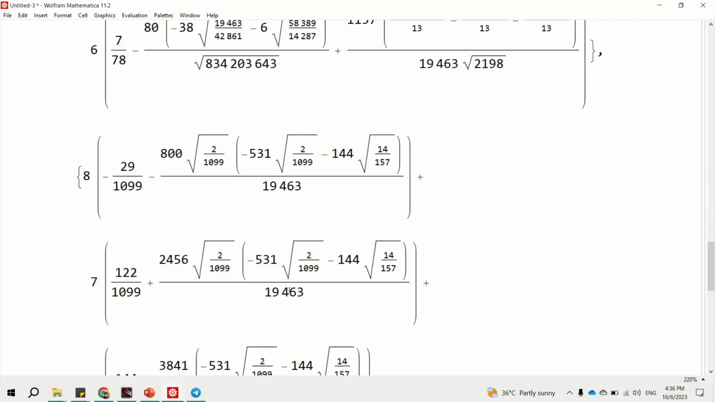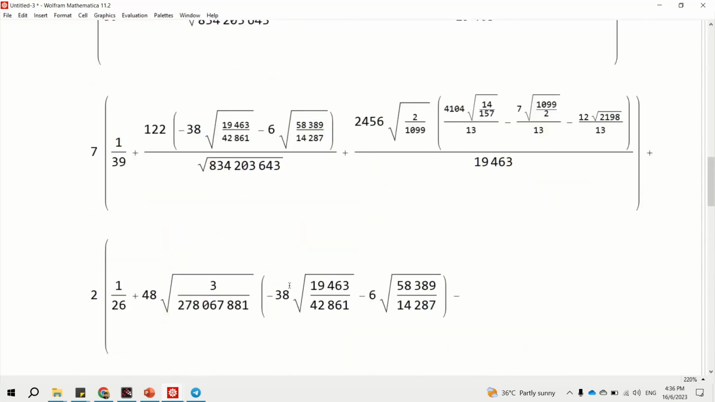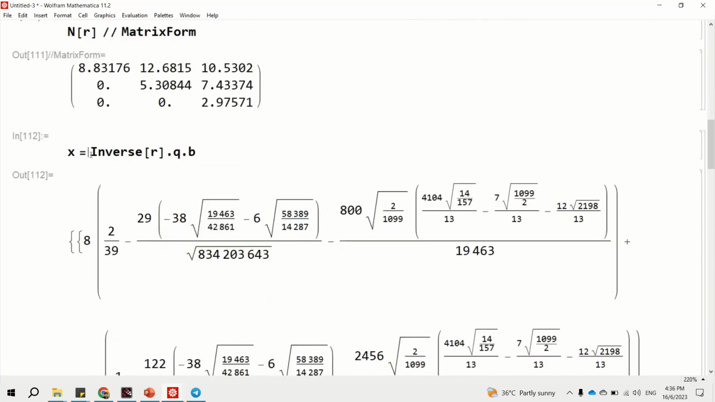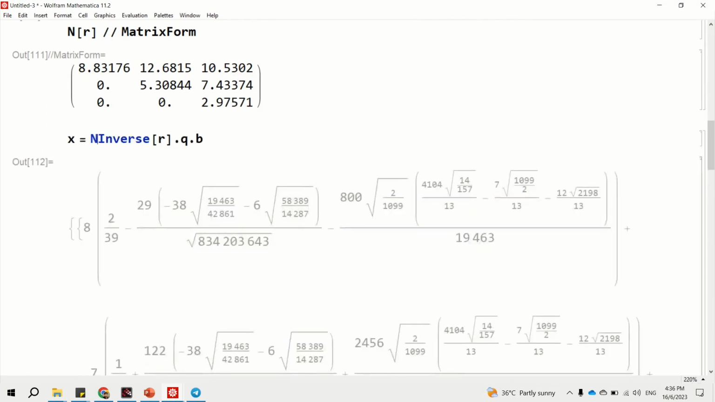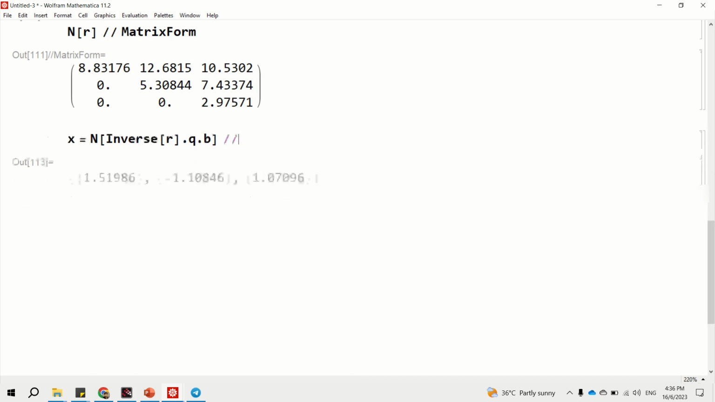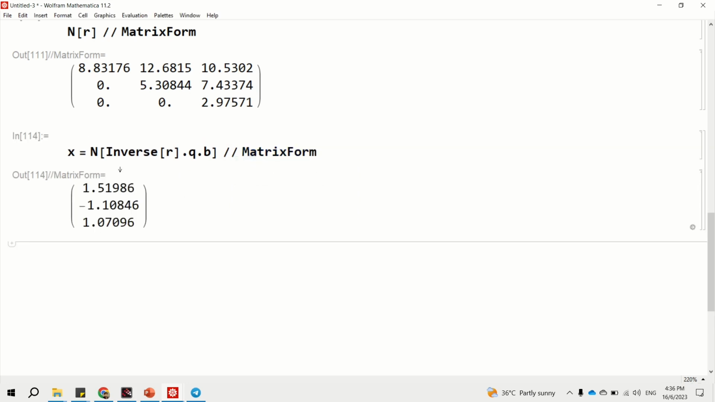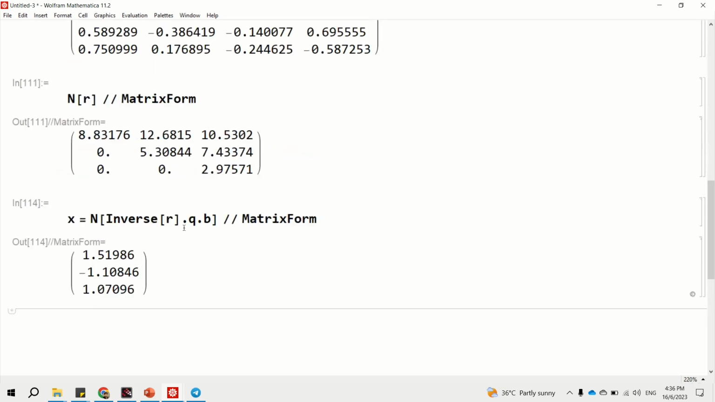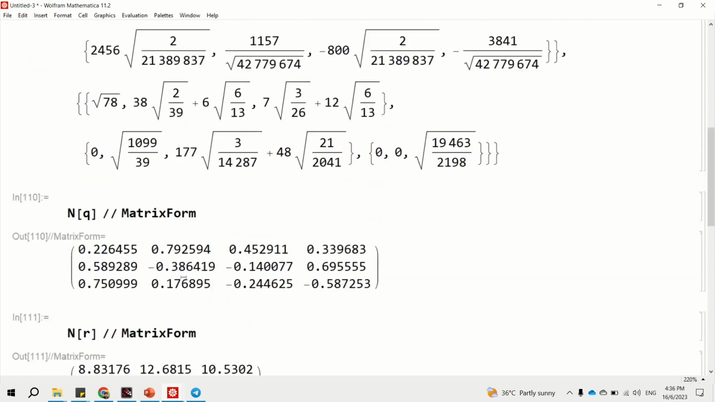But it's too long. So just to make it short, I put some command here and press Shift Enter. Okay, so this is the value of x in decimal form. I want it to also be in the form of matrix. So I write matrix form. Okay, so this is the value of x, but now we are using QR factorization.